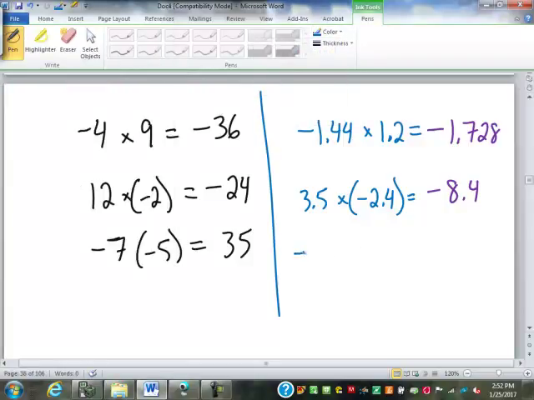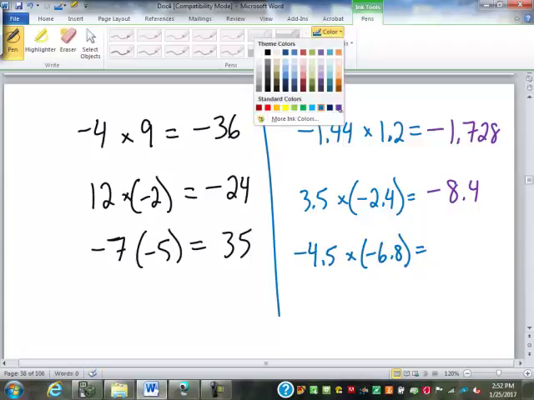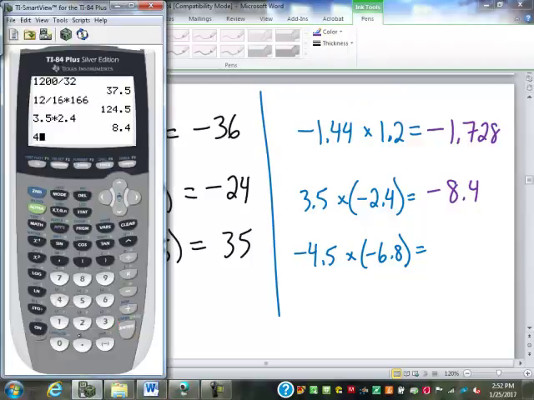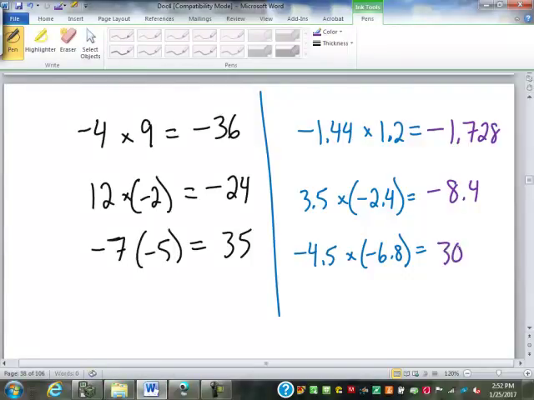If I have a negative 4.5 times a negative 6.8, the answer is going to be what? Positive. Very good. And we'll cheat and use the calculator to multiply them out. 4.5 times 6.8. So it's a positive 30.6.